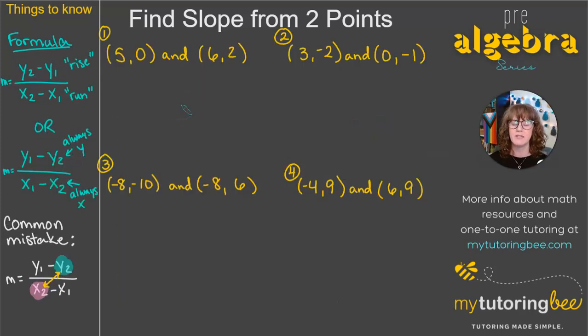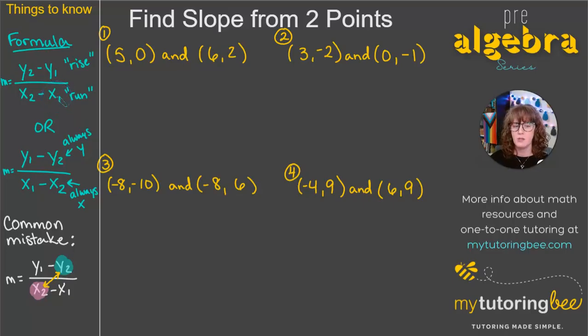Okay, now that we've looked at that visually, what it looks like and what it means for this formula in terms of how it looks on the graph, let's use it when we are given just 2 points. There's no graph involved here. We're just given the coordinate pairs of 2 points that are on a line, and we're going to use our formula. So again, here's our formula, y2 minus y1 over x2 minus x1.